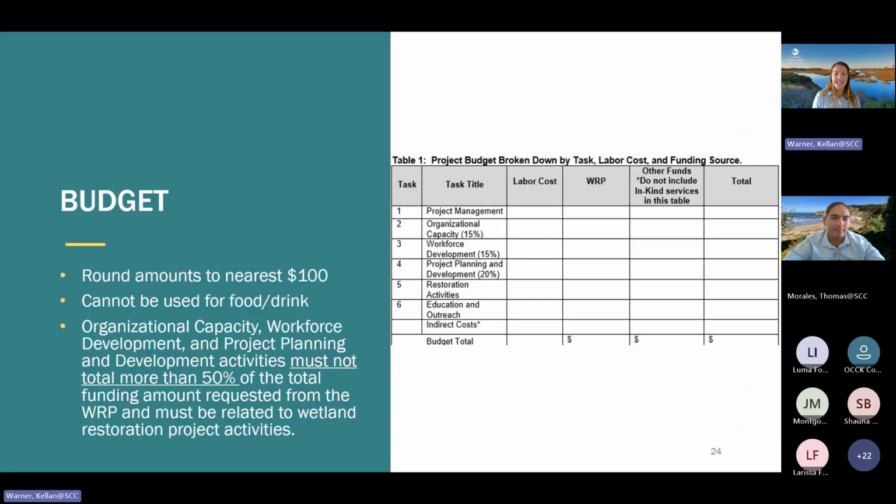Okay, project budget is the next section of the application. The budget can support a wide range of activities. We do suggest modifying the task titles to fit the project as appropriate, as well as adding or removing rows as necessary. Please note that organizational capacity, workforce development, and project planning and development activities must be related to wetland restoration project activities, and that altogether they must not total more than 50% of the total funding amount requested from this grant. And just a reminder that all of this is listed in the guidelines. So if you remember one thing from this webinar, please have it be to use the guidelines to your advantage.